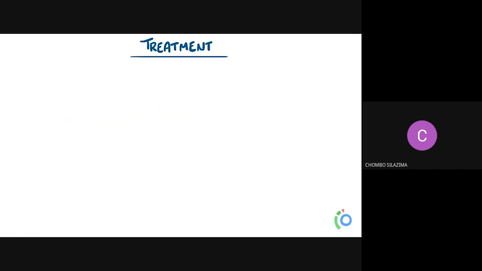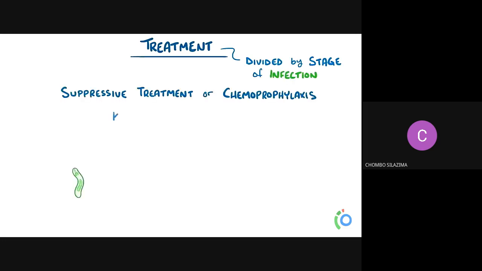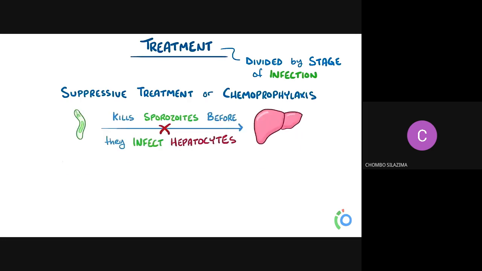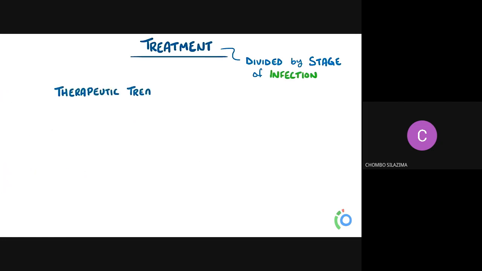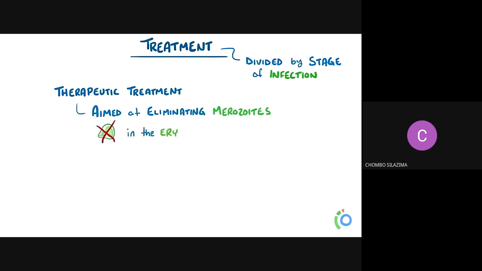Treatment for malaria is generally divided into the different stages of infection. Suppressive treatment, or chemoprophylaxis, is aimed at killing sporozoites before they infect hepatocytes. So it's usually given to travelers that are headed to a country with endemic malaria. Therapeutic treatments are aimed at eliminating merozoites in the erythrocytic phase. So it's usually given during an active infection.